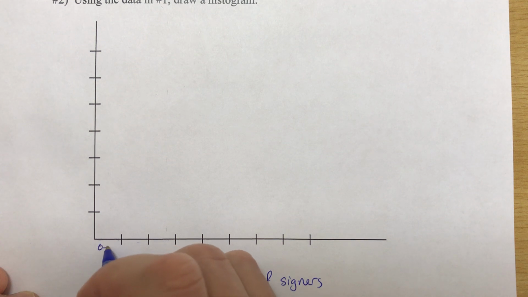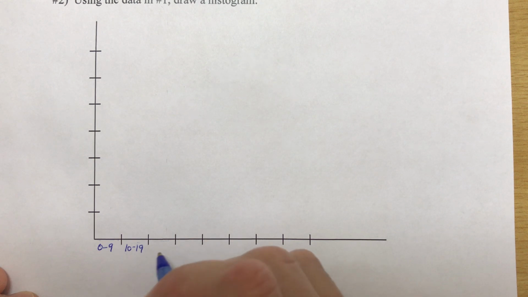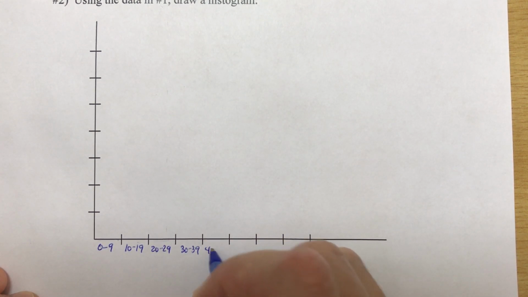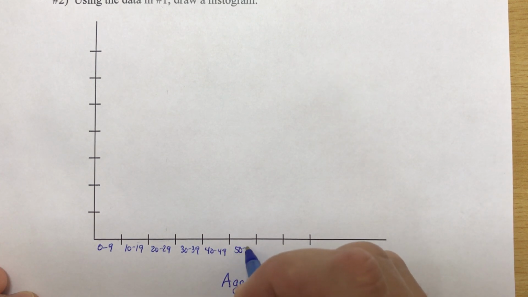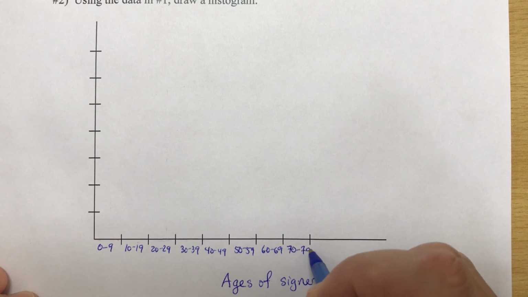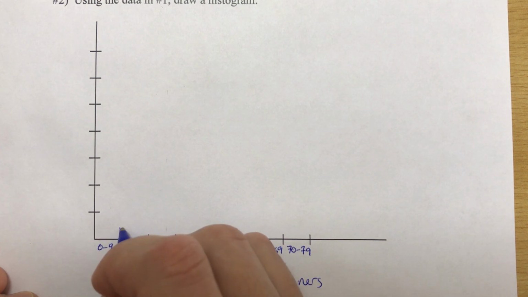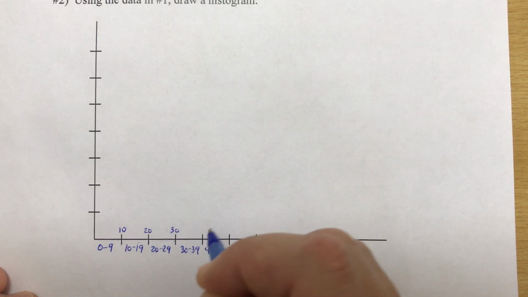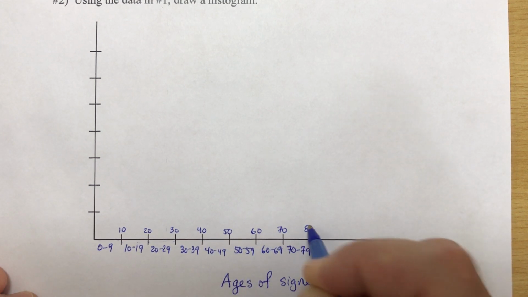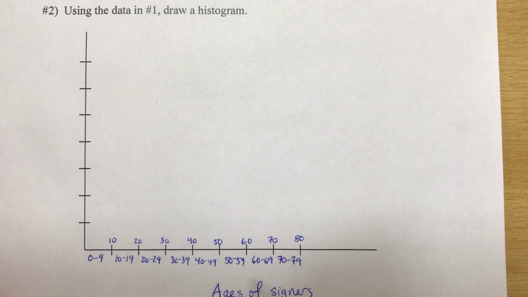So I'll say this is from 0 to 9. Obviously, that will be blank. 10 to 19, the teens, the 20s, 30s, 40s, 50s, 60, 70 to 79, and then at that point we're good. So if you're looking at these tick marks here, that would be 10, 20, 30, 40, 50, 60, 70, and 80. Now, the ages, so that's going to be our bottom axis.